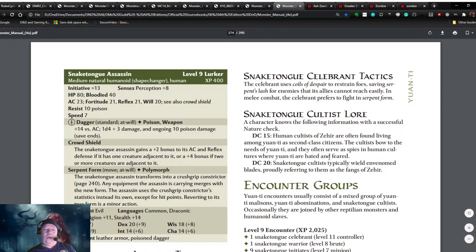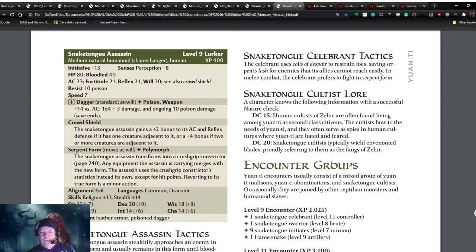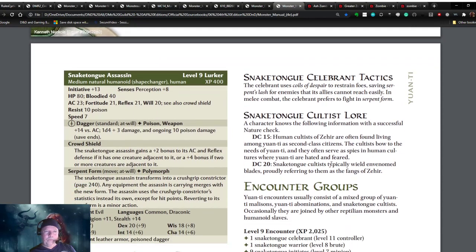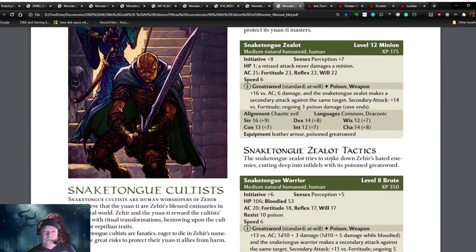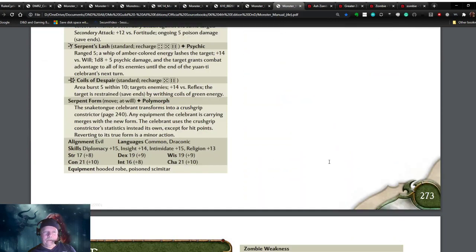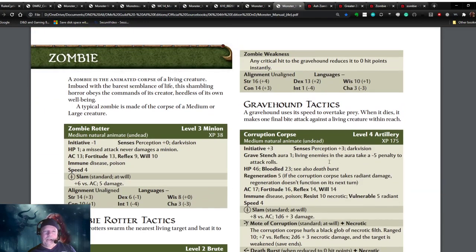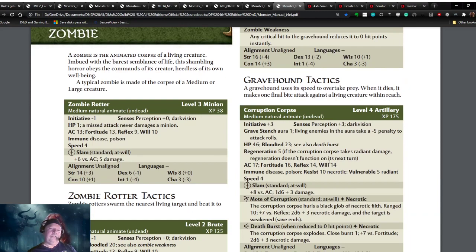And then let's see. Okay, 4th edition. Where's zombie? There you go, zombie. A zombie is the animated corpse of a living creature, imbued with the bare semblance of life. The shambling horror obeys the commands of its creator. Now there are different kinds of zombies, and of course, in 4th edition, everything is different than the other editions. We're just going to run through these.